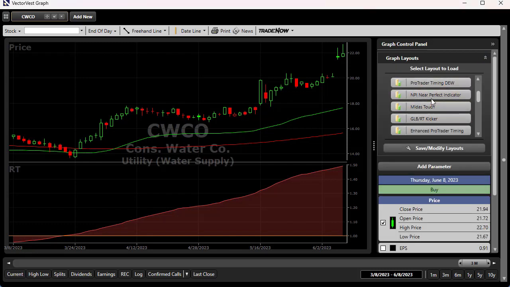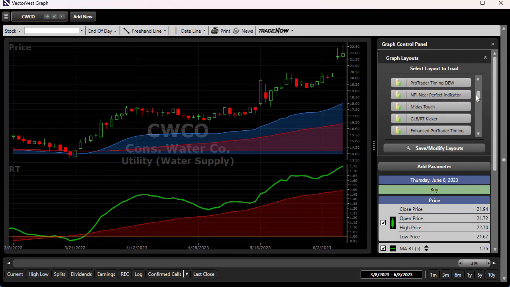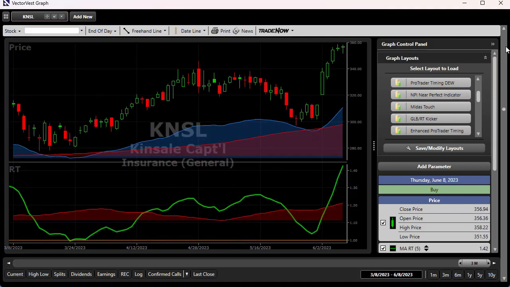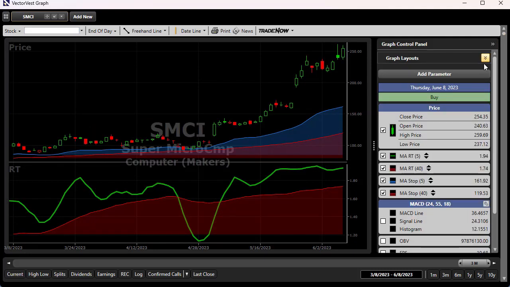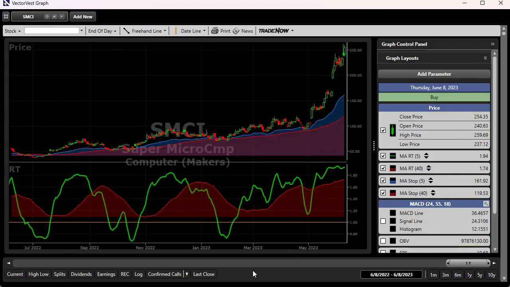But let's look at our third graphing choice, which is the near perfect indicator, the NPI. Let's go back to the top of our list. With the NPI selected, let's go to our 1-year time frame. And we see that the NPI is very similar to the Midas Touch in that we're looking at moving averages of RT, and we're looking at moving averages of stop price. So we have our 5 and 40-day moving averages of RT, that's the same as the Midas Touch, but now the stop price values are a 5 and a 40 for the moving average of stop price. So a shorter time frame, which makes them faster acting or more responsive.